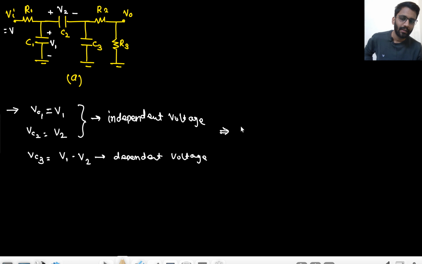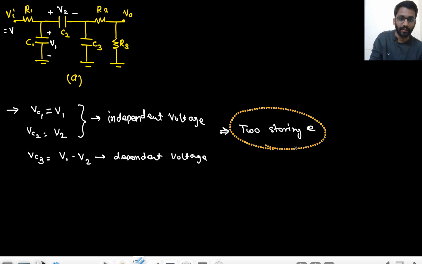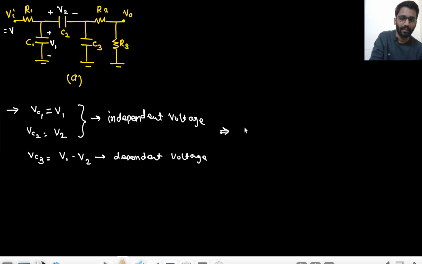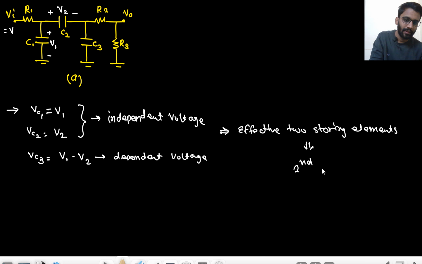So only two storing elements are there. Effective, I should have written, effective two storing elements are there. So it would be a second order circuit, right?